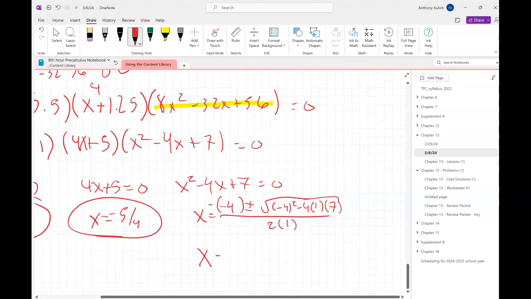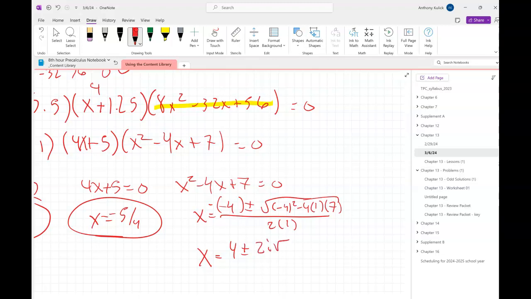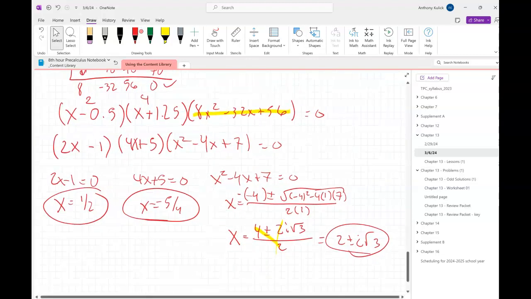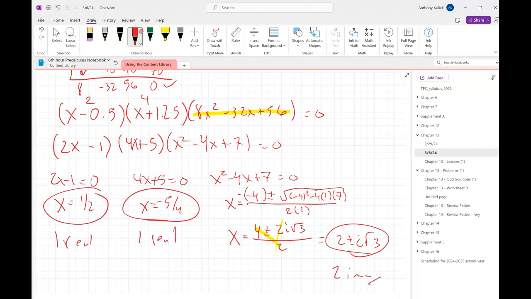All right, so negative of negative 4 is 4, plus or minus the square root of 4 squared, which is 16, minus 4 times 1 times 7, which is 28. 16 minus 28 is negative 12. The square root of negative 12 is 2i root 3. And I can reduce the 2's to give me just 2 plus or minus i root 3. So I have 1 real here, 1 real here, and 2 imaginary there for 4 total, and I am done.